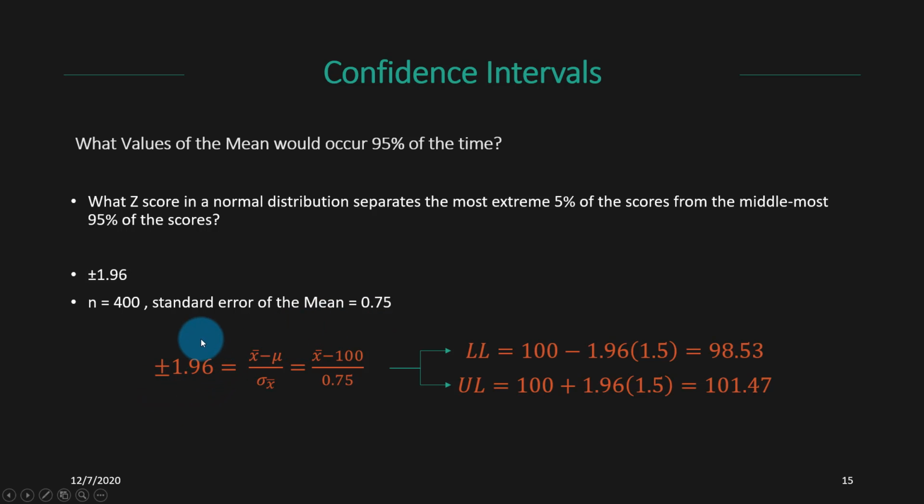And again, we know what the critical z-score is, and we know what mu and the standard error are, so what we need to do is algebraically rearrange this in order to solve for the particular sample mean values that give us a lower limit and an upper limit. And working with 1.96 first will give us the lower limit, and that's 100 minus 1.96 times 1.5, which is 98.5. Our upper limit uses positive 1.96 times 1.5, and that works out to be 101.47.